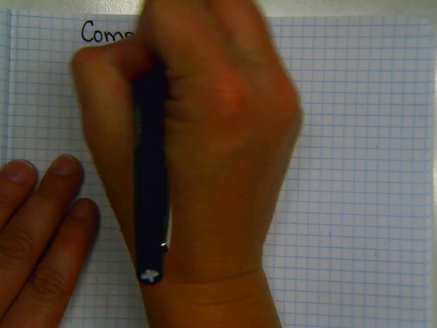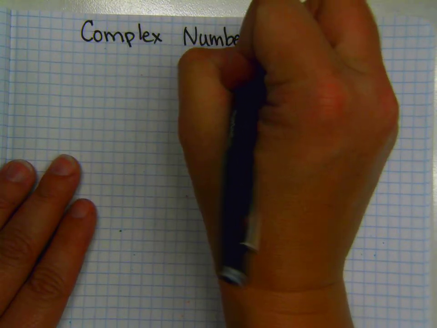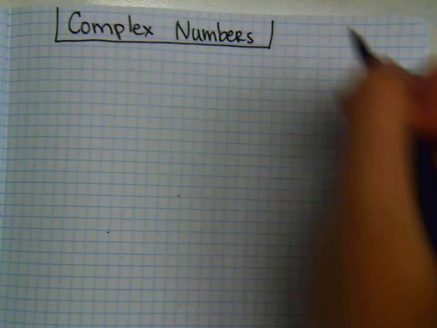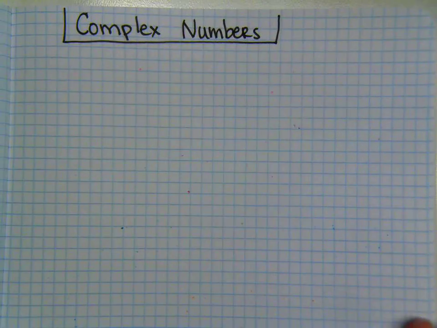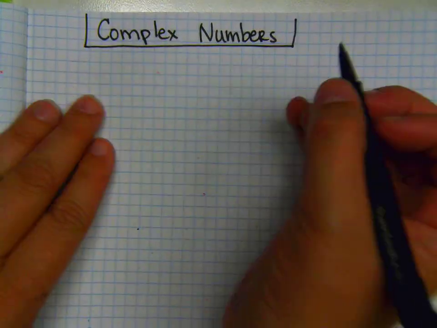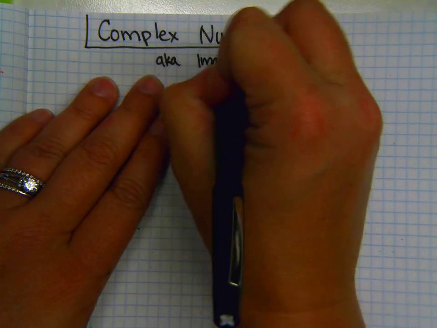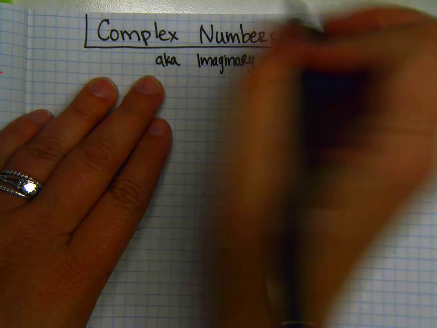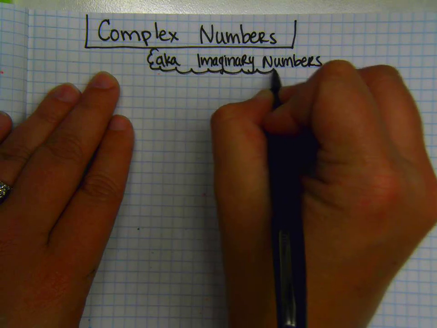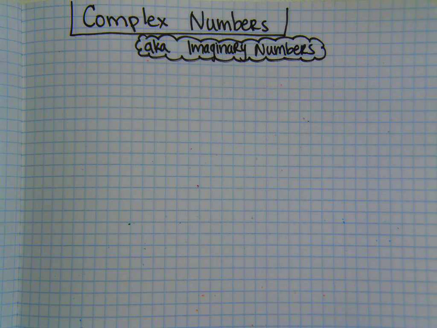Okay, tonight's notes are going to be on complex numbers. And this is on page 41. Now, complex numbers, we also call imaginary numbers. So I'm going to put AKA, also known as imaginary numbers.